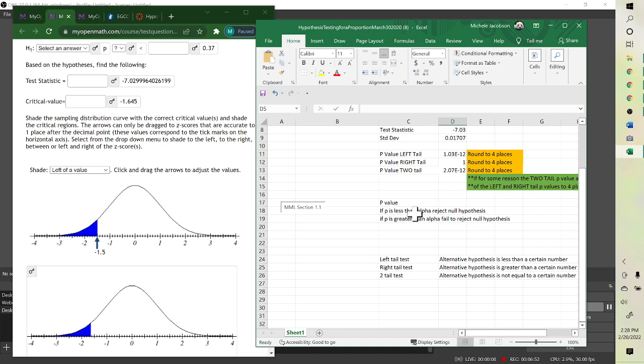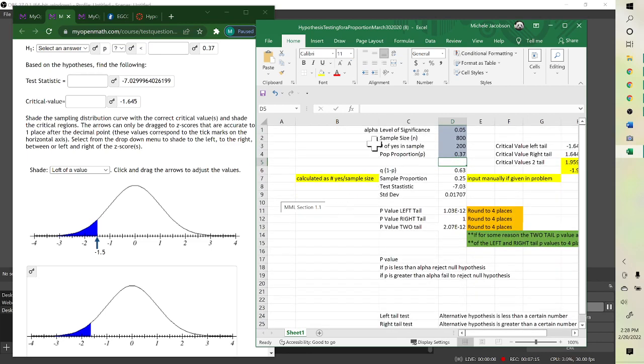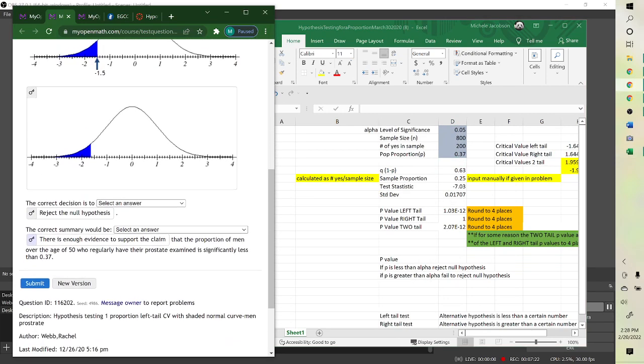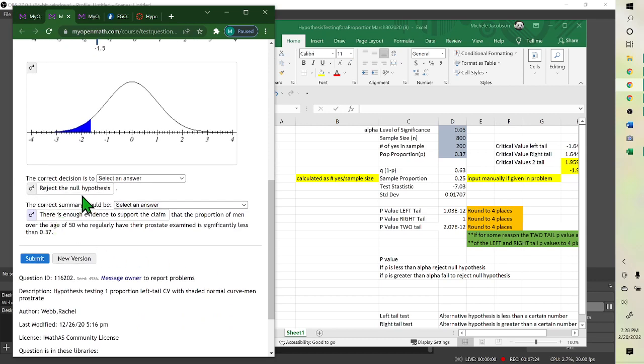The p-value is left tail. So this would be 0. If you look at the left tail for your p-value, because this is 10 to the negative 12, the decimal would go to the left 12, so it's 0. And 0 is less than 0.05. So we reject the null hypothesis.